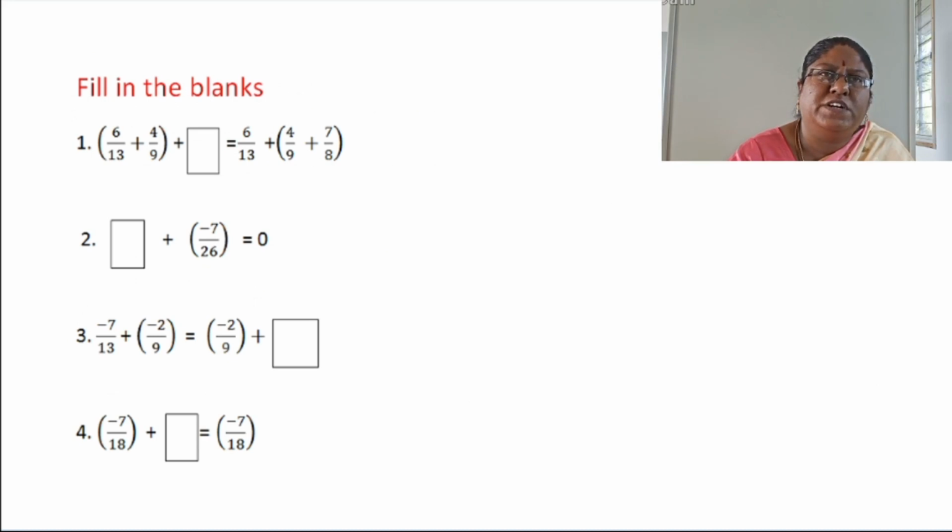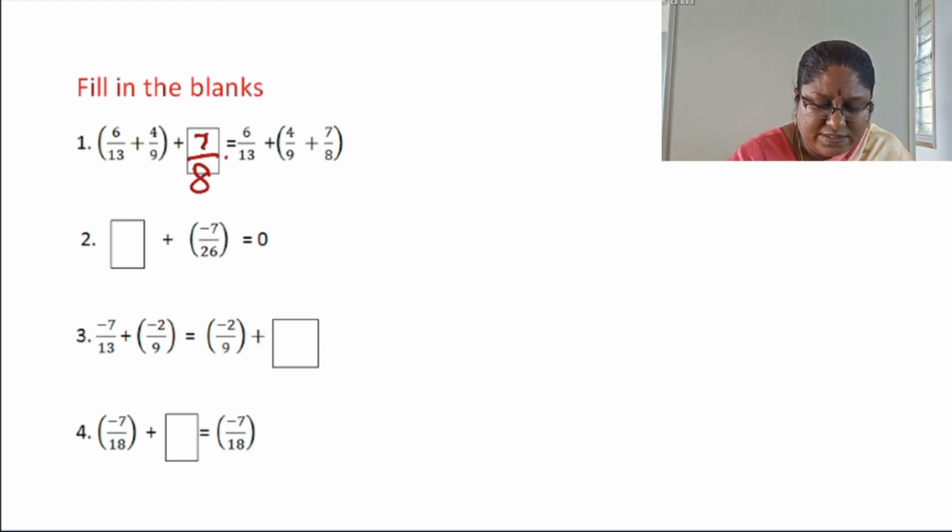Next, by using the properties, shall we fill in the blanks here? 6 by 13 is on this side and also on that side, 4 by 9 here also 4 by 9. But this side has 3 numbers and that side only 2 numbers. So which property can you apply? They have given equal to, so it is the associative property. Which number is missing? 7 by 8 is missing, so write 7 by 8.